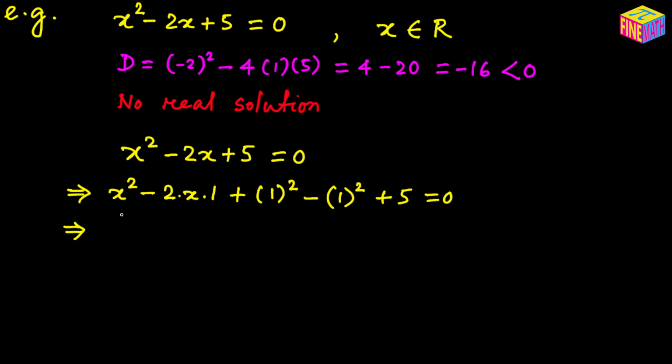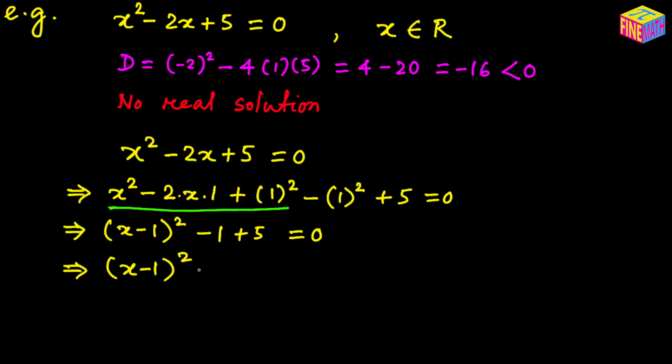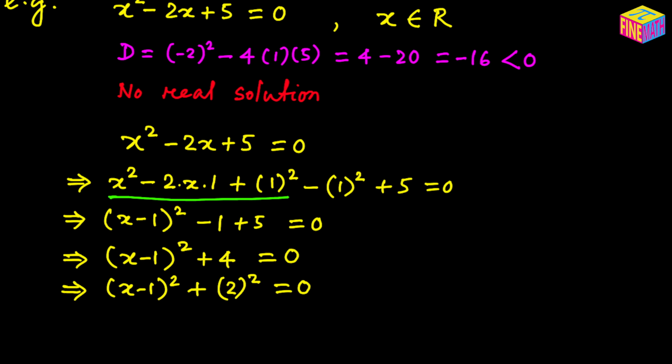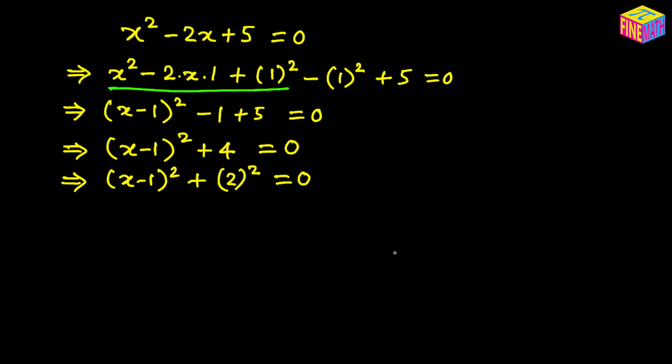In this case, if you look at this portion right here, this is clearly (x − 1)². And then we have a −1 and a +5, so that is equal to 0. From here we can say (x − 1)² + 4 = 0, and 4 is actually 2², equal to 0. But now you can see that we could not come to a picture like a² − b². This picture looks like a² + b².